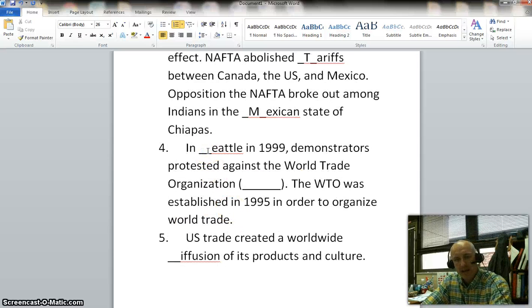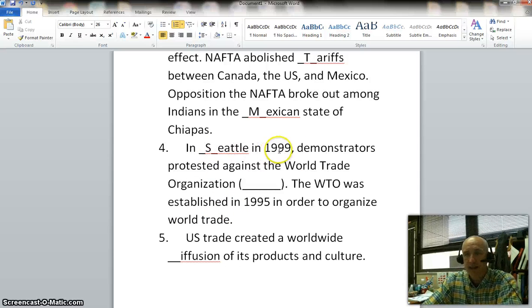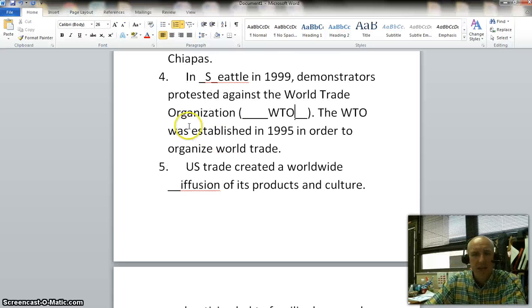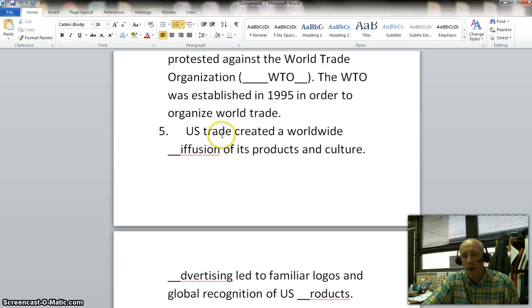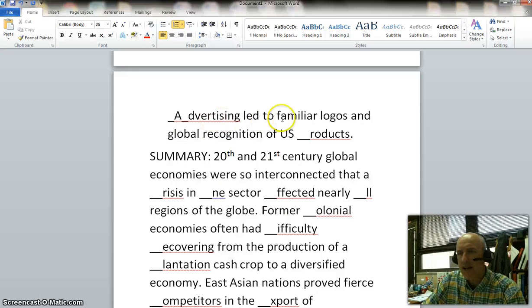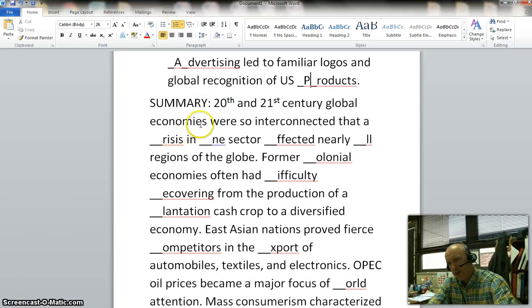All right. In Seattle, Washington, in 1999, demonstrators protested against the World Trade Organization, or the WTO. The WTO was established in 1995 in order to organize world trade. U.S. trade created a worldwide diffusion of its products and culture. Advertising led to familiar logos and global recognition of U.S. products. Okay, now let's summarize all of this.